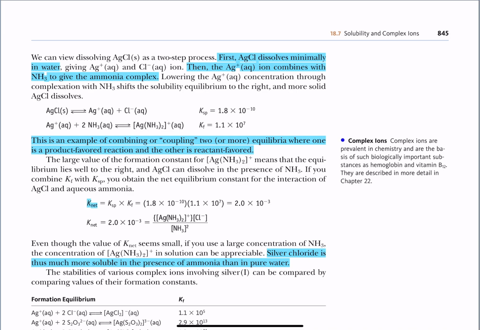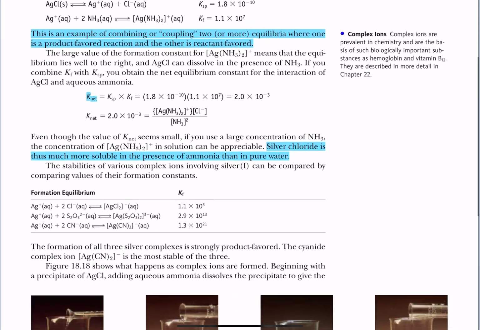you can see that it's still less than 1, but it's pretty substantial in that you've increased it by a factor of almost 10 million, from 10 to the minus 10th to 10 to the minus 3rd. And that means your silver chloride becomes more soluble in ammonia than in pure water.